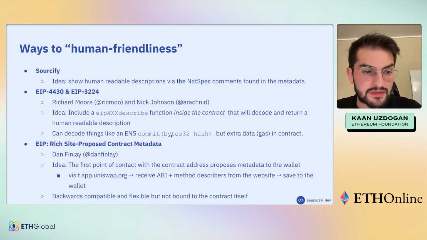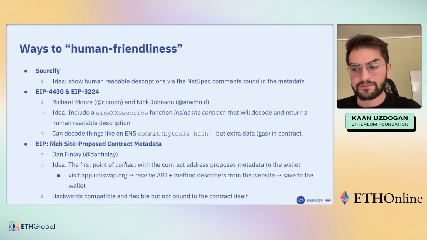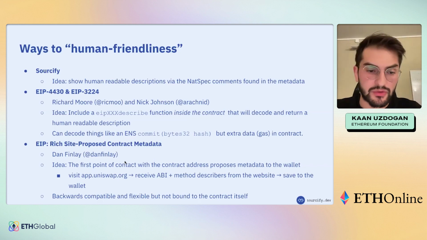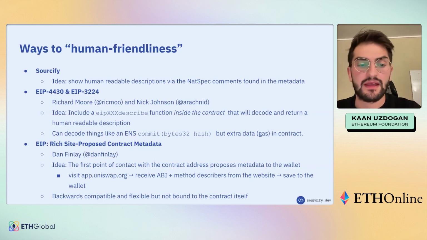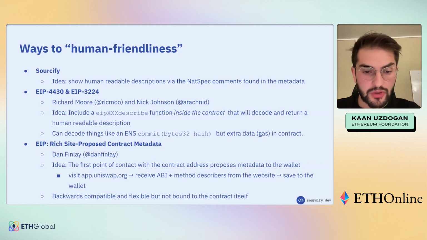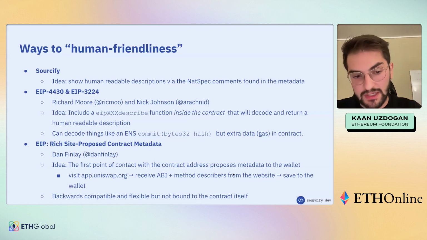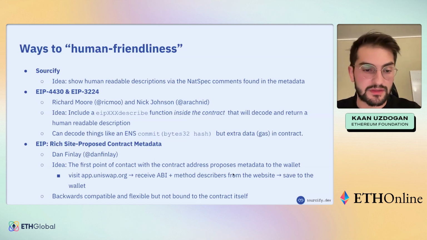There is also a recent EIP draft by Dan Finlay. There, the idea is to give the user the information about the contract at the first point of contact. So when you, for instance, visit uniswap.org, then you will receive the ABI and the method describers from the website. Then this will be saved on your wallet. The nice thing about this is it's backwards compatible and it's flexible, but it's not bound to the contract itself.